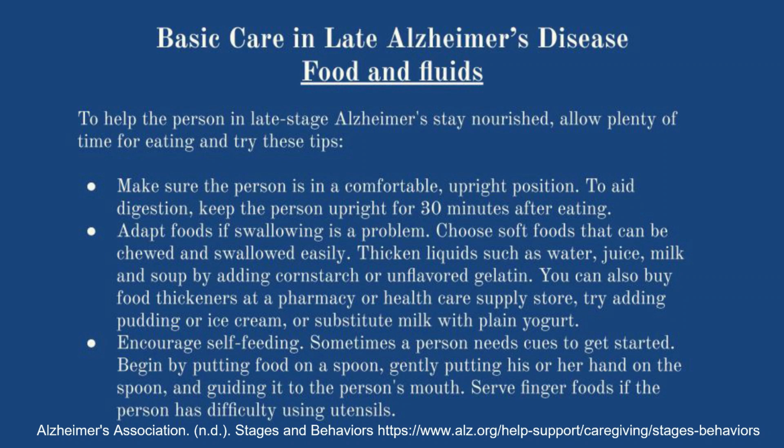Nourishment is also very important in late stage Alzheimer's. So allow plenty of time for eating and try these tips. Make sure the person is in a comfortable upright position, and to aid in digestion, keep the person upright for about 30 minutes after eating. Adapt foods if swallowing is a problem. Choose soft foods that can be chewed and swallowed easily.